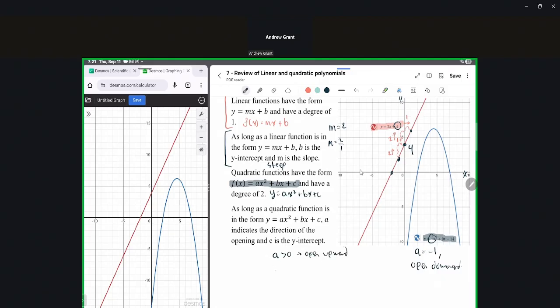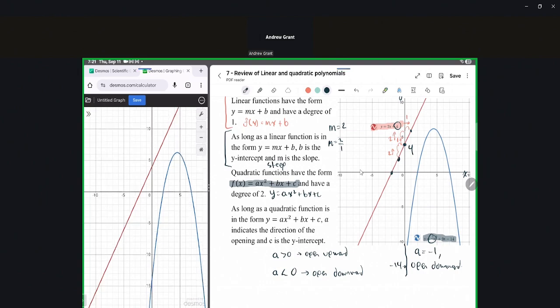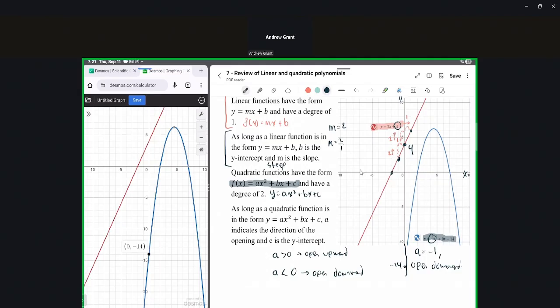upward. And if a is less than 0, this means it'll open downward. And c is going to be the y-intercept. So in this case here, can't quite get to it, but the y-intercept would be down here at -14 if the graph were to continue that much further. You can see on the left here that if I click, there's my y-intercept of -14 down at the bottom.